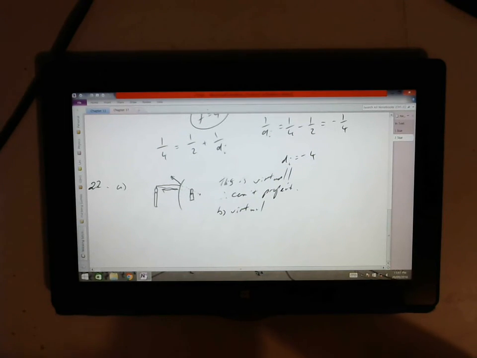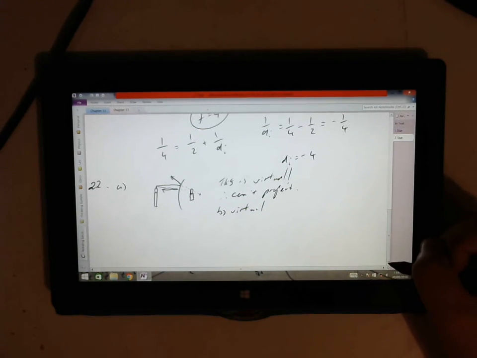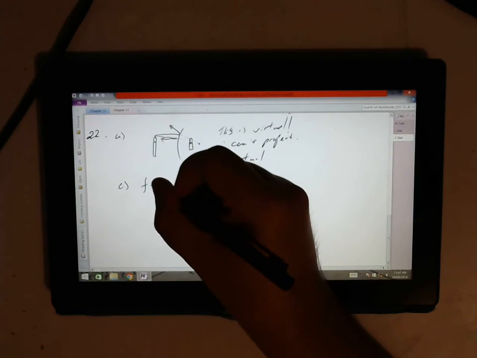Okay, and finally, C. If the focal length of the mirror is 20 centimeters, calculate the position of the image. All right, so this one's pretty straightforward now. F equals -20.